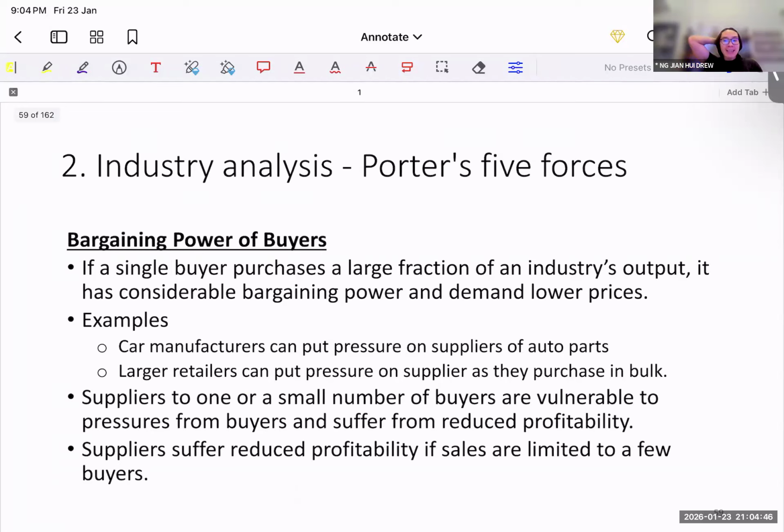Okay, bargaining power of buyers. This is interesting. When you have one giant buyer of your products, you become very dependent on your buyer, and a buyer you're very dependent on has very strong bargaining power. Now, I have a question. When your buyer has strong bargaining power, what will happen to your gross margin? Lower. You're right. Lower, it drops.